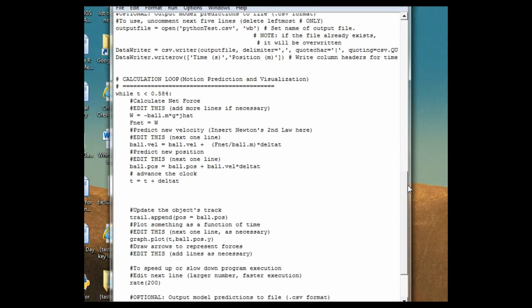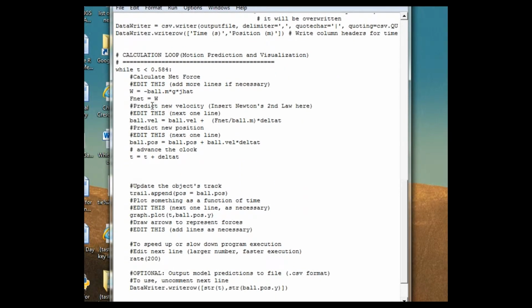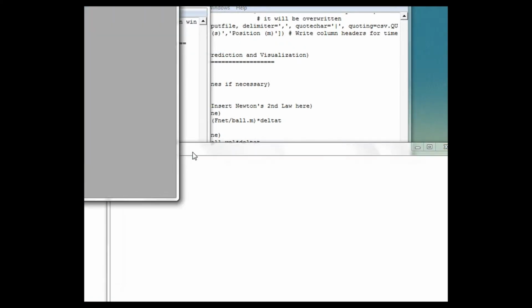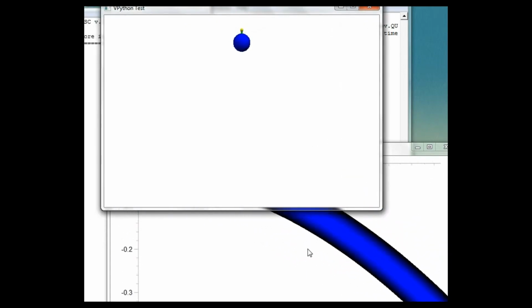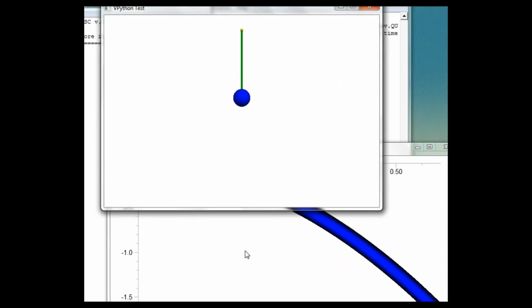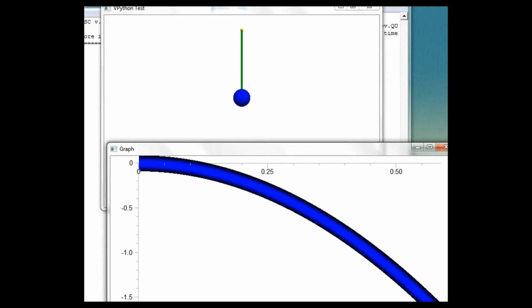While t is less than 0.584 seconds, the net force will be equal to the weight force, which is negative, which means it will go in the negative y direction, and the weight force is listed here, and the formulas for updating velocity and position are as shown. And if we run the module, we end up with the ball falling like this, and the graph is as shown.